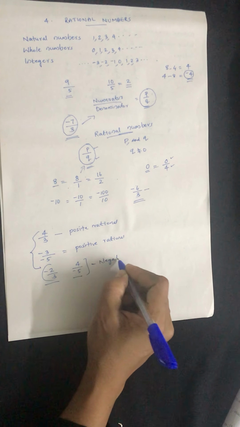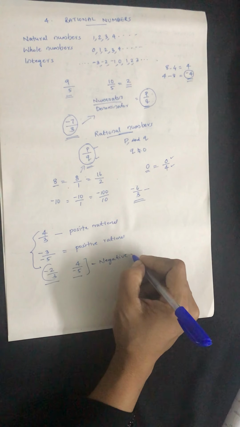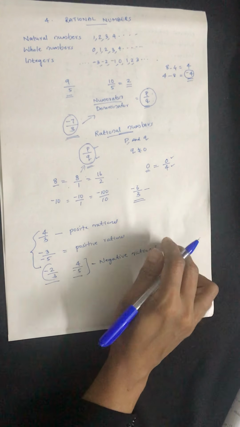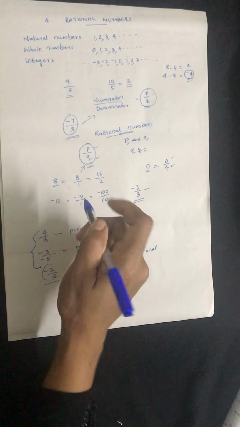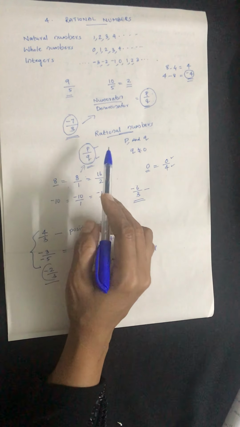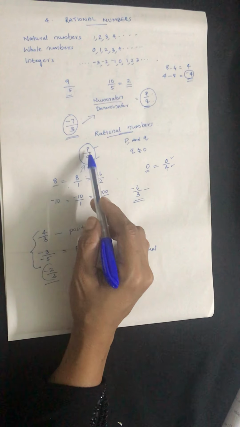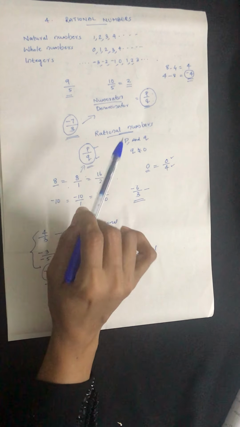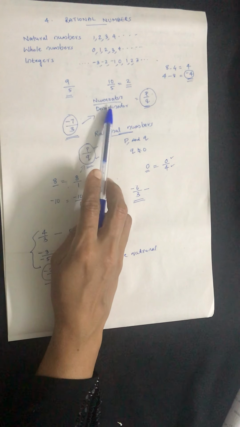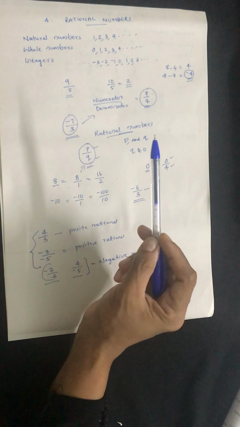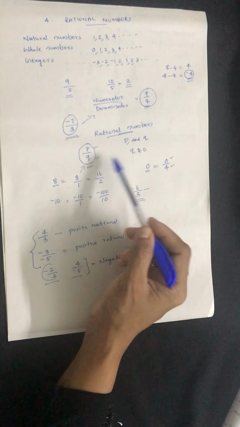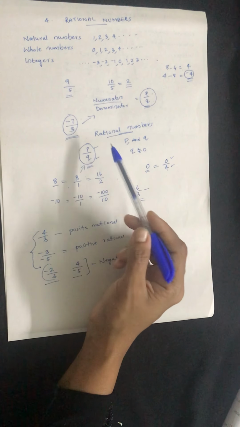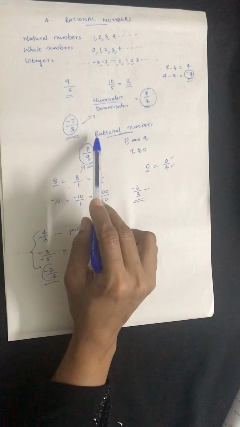Negative rationals. Clear? So we discussed rational numbers and what is the general form of rational numbers. The numbers which can be expressed in the form of P by Q, which means we can express them as numerator by denominator, and Q should not be 0. Such a set of numbers is called rational numbers.